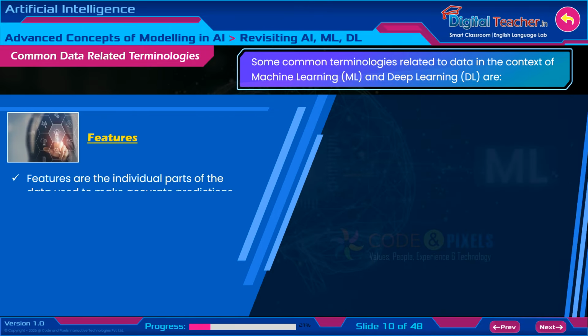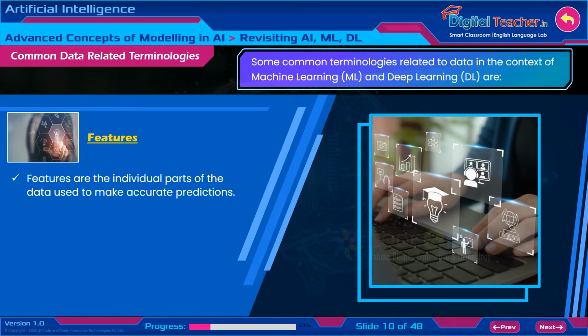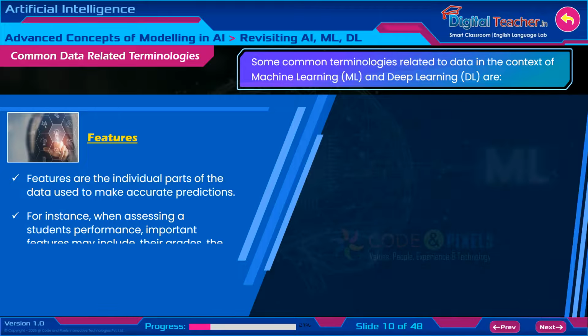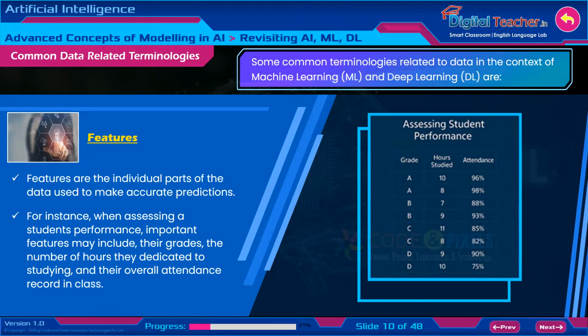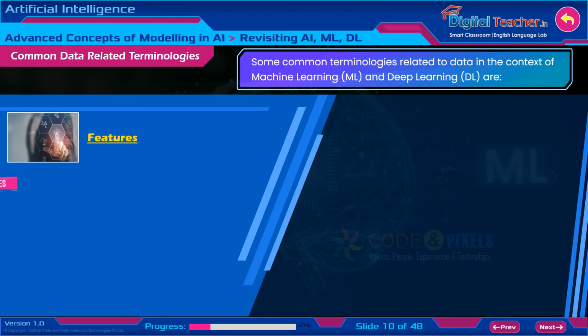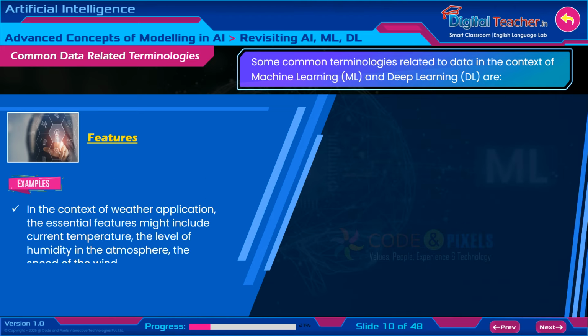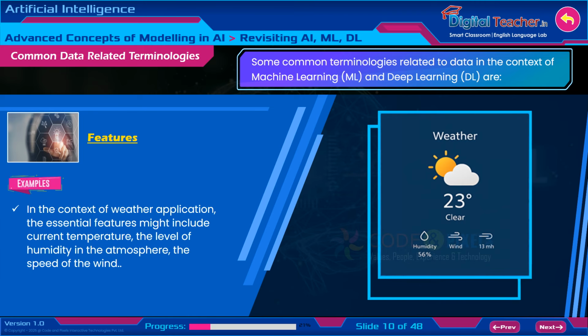Features. Features are the individual parts of the data used to make accurate predictions. For instance, when assessing a student's performance, important features may include their grades, the number of hours they dedicated to studying, and their overall attendance record in class. Example: in the context of a weather application, the essential features might include current temperature, the level of humidity in the atmosphere, and the speed of the wind.